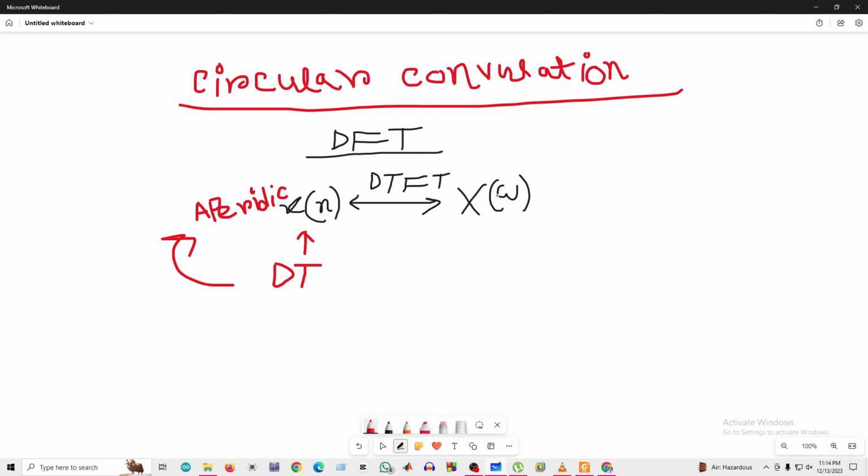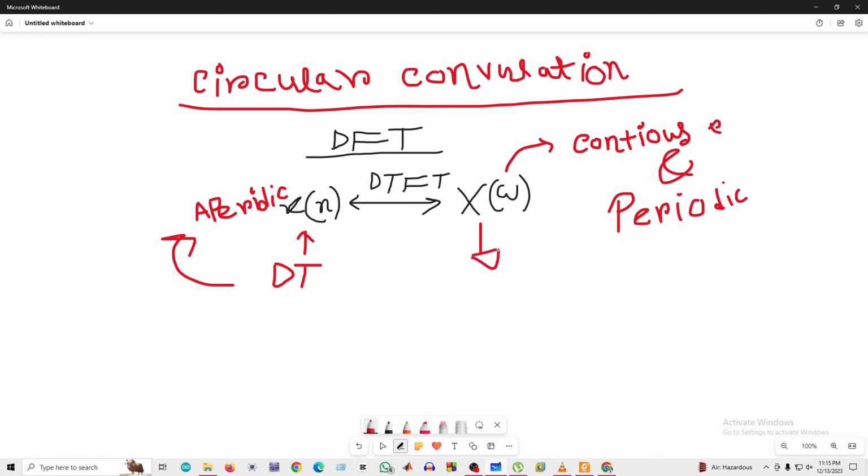So if you do the DTFT, then you will get the X of omega. This X of omega is continuous, and periodic, and also the X of omega is complex. So this is a complex number, right?